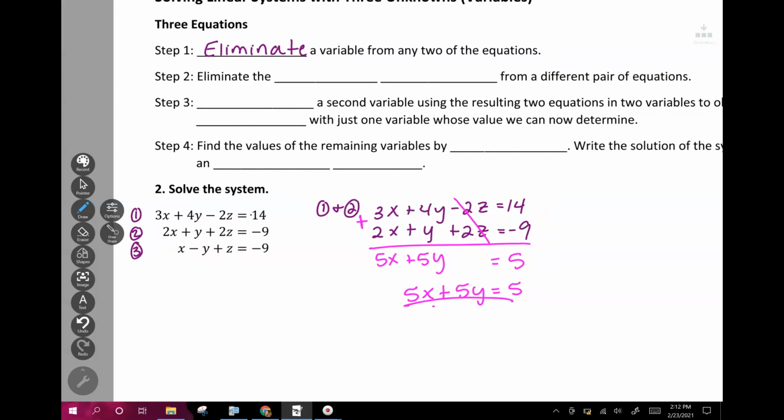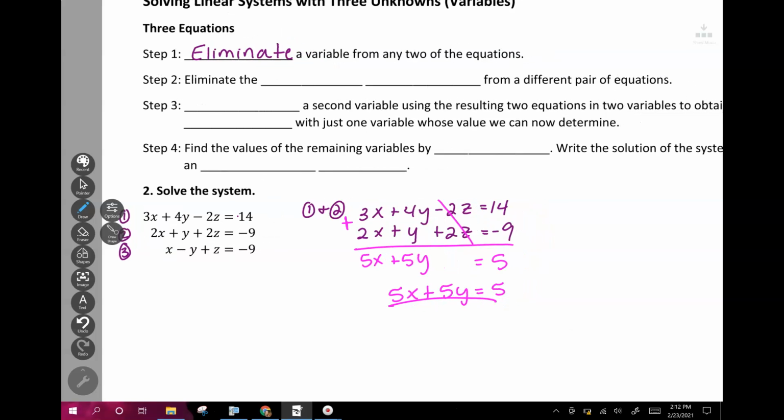Okay, so that was step 1. Eliminate a variable from any two of the equations. So I eliminated the z. Step 2. Eliminate the same variable. I eliminated z that time, so I need to eliminate z again from a different pair of equations. I can't use 1 and 2 again, but I could use 1 and 3 or 2 and 3. It doesn't matter which two you choose. I'm going to do 1 and 3.